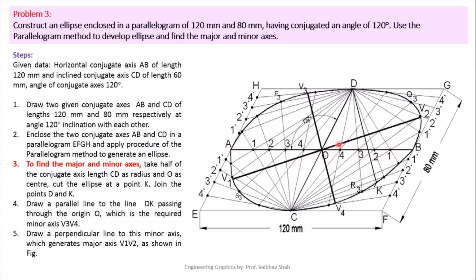Let us find its midpoint as point O or point 0, and we'll be drawing one line of 80 mm at 120 degrees to your horizontal line. So this is your horizontal line. We'll be drawing this line at 120 degrees because our conjugate angle is given as 120 degrees in this case. So we have drawn a 120 mm horizontal line, and from that midpoint we'll be drawing one line of 80 mm at 120 degrees. So this will be 40 mm above this line, and this will be 40 mm below this line. After drawing these lines, you will be just finishing your parallelogram.